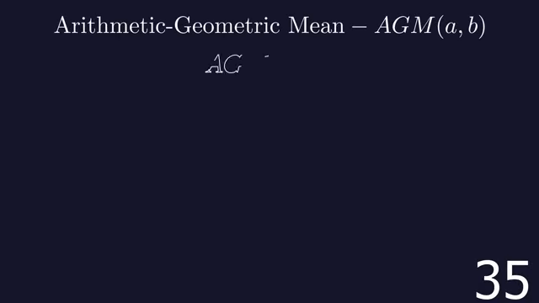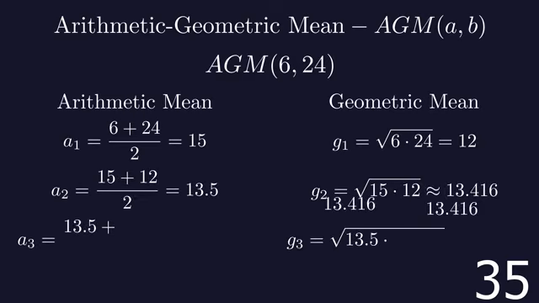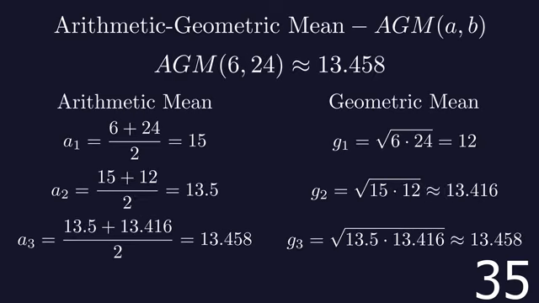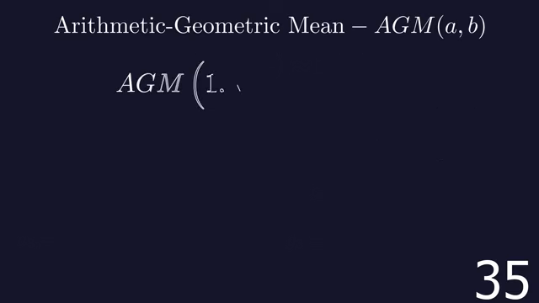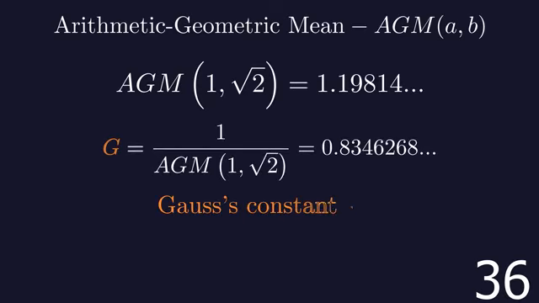To calculate the arithmetic-geometric mean of two numbers, we first find the arithmetic and geometric mean of those numbers, and then repeat the process with the new values, continuing until the values converge. The arithmetic-geometric mean of 1 and the square root of 2 is approximately 1.19. Its reciprocal, around 0.83, is known as Gauss's constant. Interestingly, this constant is exactly equal to the lemniscate constant divided by pi.